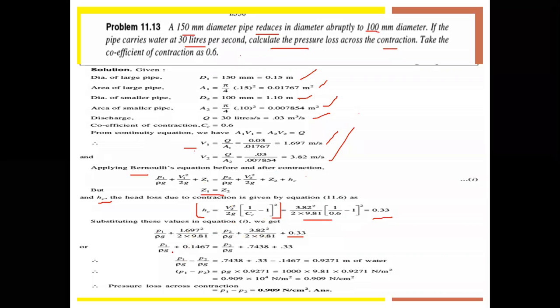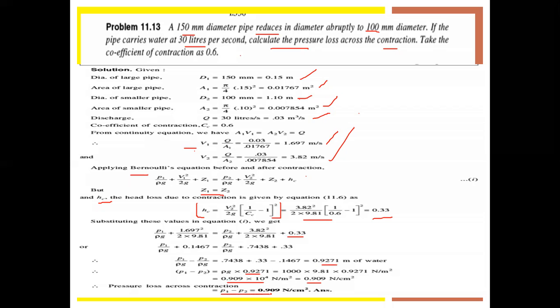Now I have brought everything to one side. P1 by rho g minus P2 by rho g, substituting this, we get 0.92. Therefore P1 minus P2 is equal to rho g into 0.9271, that is 1000 into 9.81 into the value. So finally we get the value of P1 minus P2 as 0.909. Therefore the pressure loss in the contraction is this value.